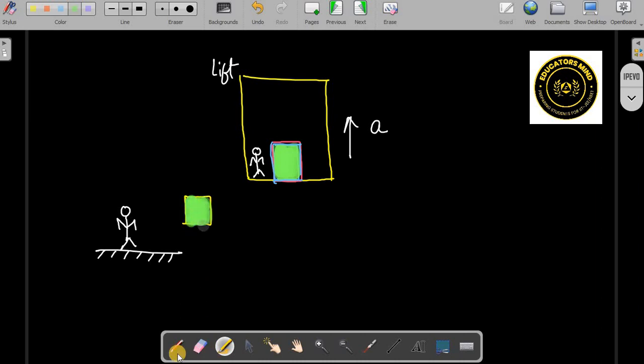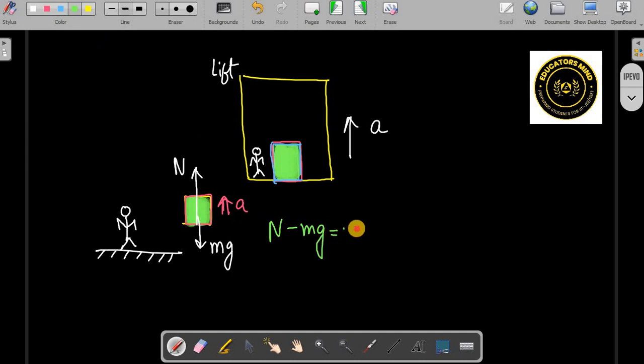If you draw the free body diagram, what are the forces acting? You will see that there is mg acting downward, and there will be normal acting upward. And because this is under upward acceleration, normal must be greater. So he will write normal minus mg equals mass into acceleration, by Newton's second law. So according to him, normal must be m(g plus a).